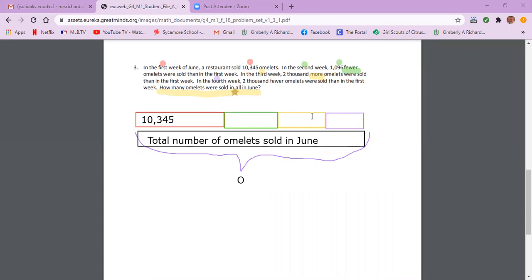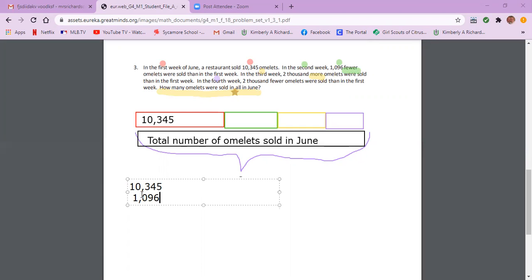But we don't know the second, third, or fourth weeks, do we? So we have to figure that out. So let's look at this. We know the question said in the second week, 1,096 fewer omelets were sold than in the first week. So if we know that there were 10,345 sold in the first week, but in the second week there were 1,096 fewer, we're going to subtract to find the difference, right? Because the question told us that it was 1,096 fewer than the first week.